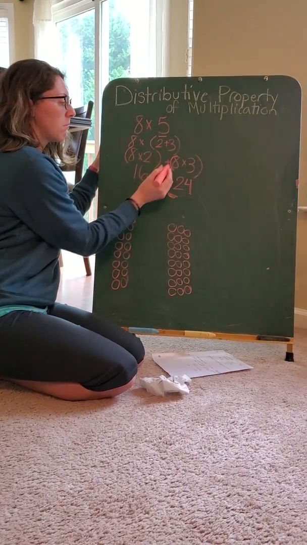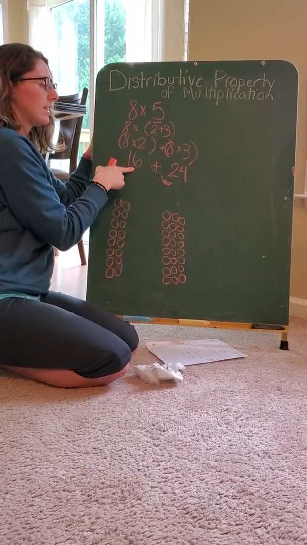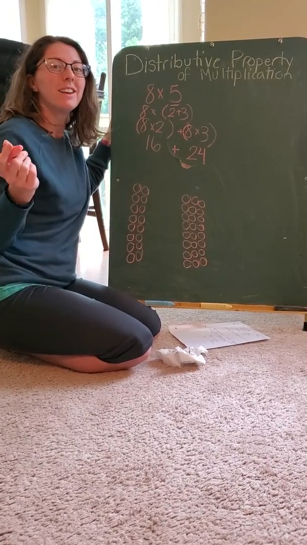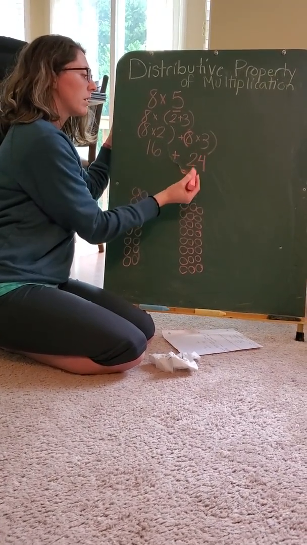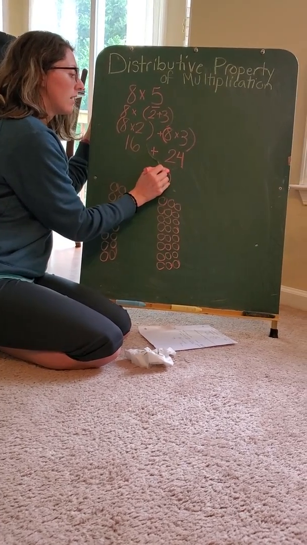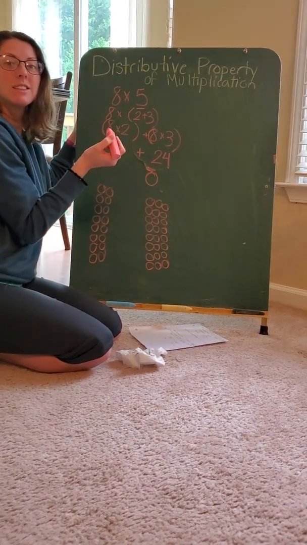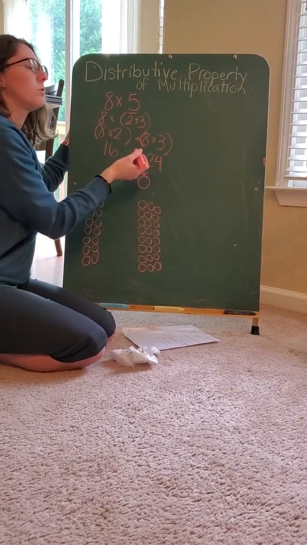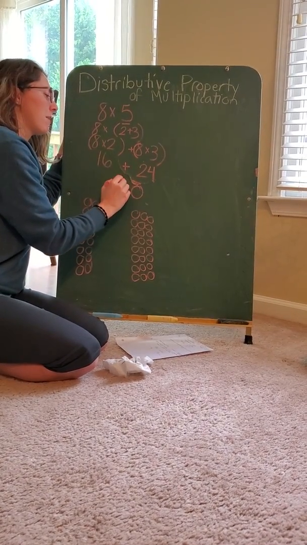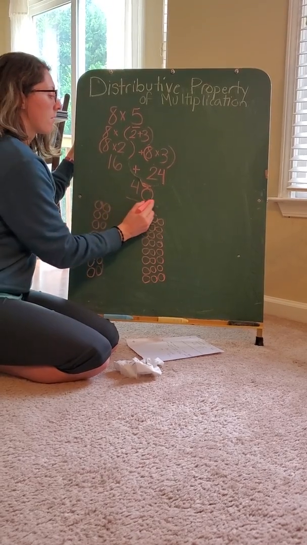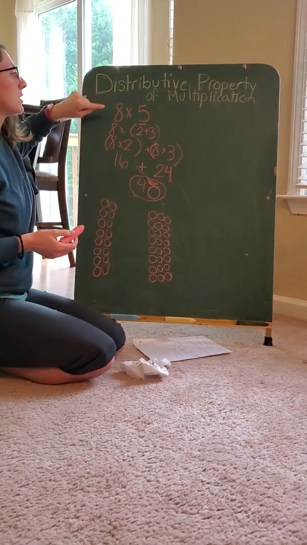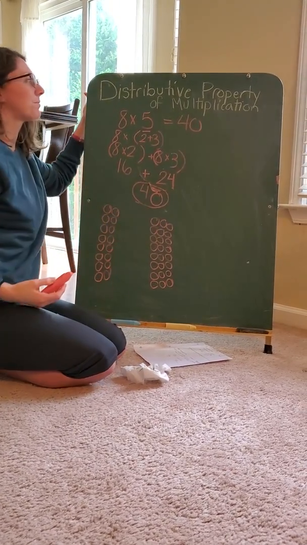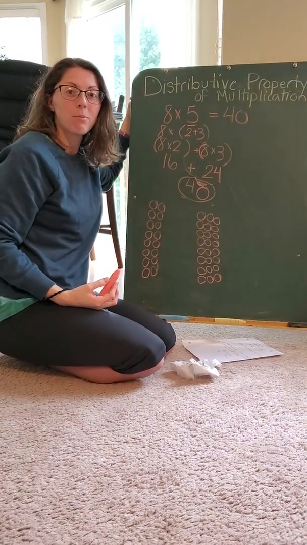Now we keep our symbol of a plus sign. 16 plus 24. Well, step 1, look at the ones. 6 plus 4 is 10. I need to regroup. Step 2, do you need to regroup? Yeah. So I regroup it, and 1 plus 2 is 3, plus the 1 I had to regroup, and I get 4. My answer is 40. So 8 times 5 equals 40. We did that using the distributive property.